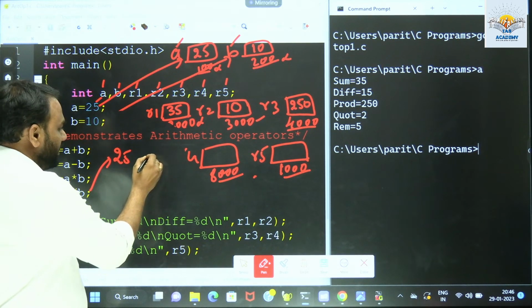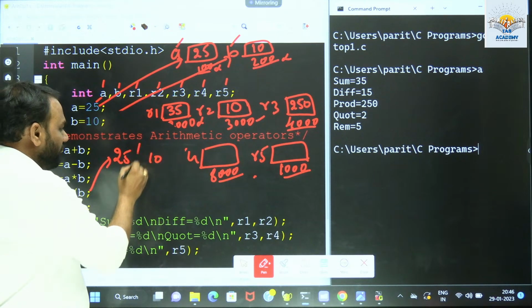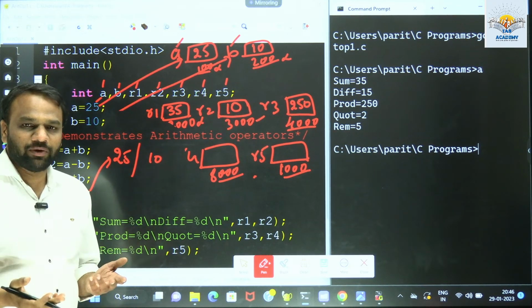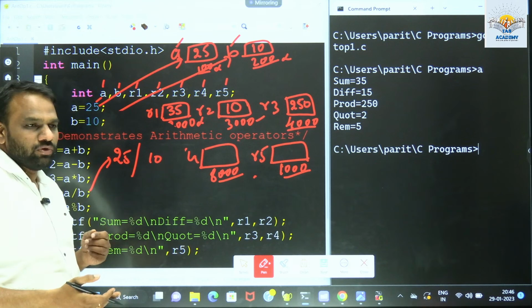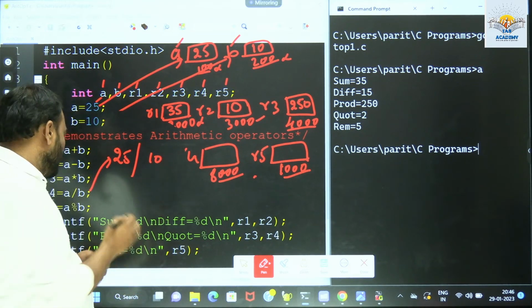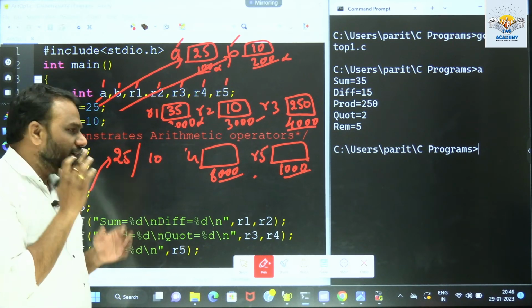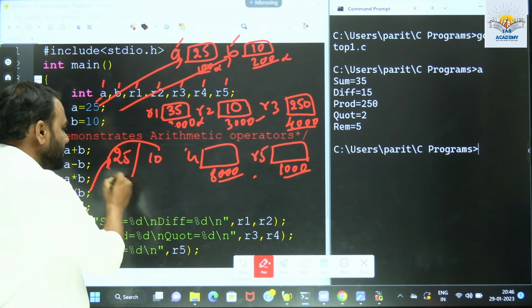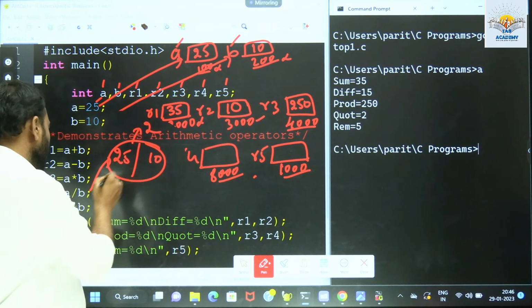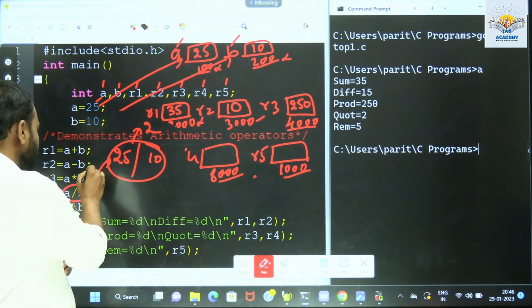Next, content of B is 10. So when 25 is divided by 10, what will be the quotient? It is 2. 2 will be the quotient, 5 will be the remainder. But this division operation, what does it do? It leaves the quotient. So what will be the quotient in this case? It will be 2. So here this whole will be replaced by 2.